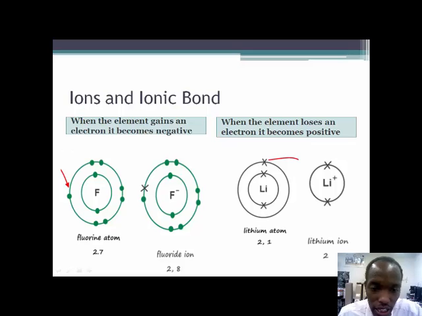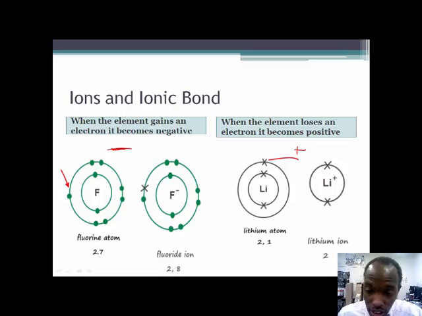So when an element gains an electron, it becomes negative, and when an element loses an electron, it becomes positive. So when you lose negativity, you become positive. When you gain negativity, you become negative. The same way in life. When you're around positive people, when you drop your negative baggage, you then become positive. Versus when you gain negative baggage, when you gain negative people, you then become a negative person. All right, same thing with elements. Elements are just like people. When they gain a negative, they become negative. When they gain a positive, they become positive.